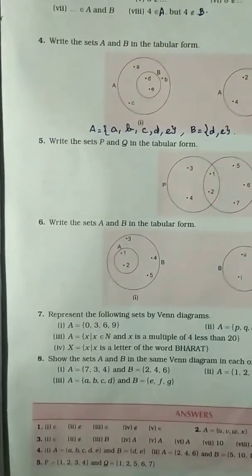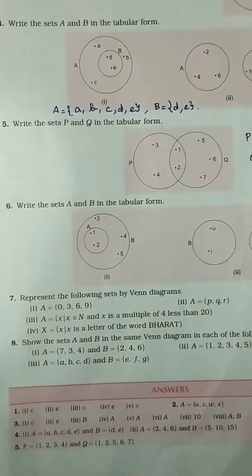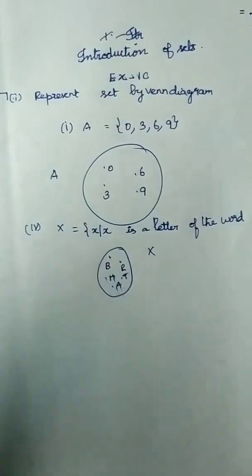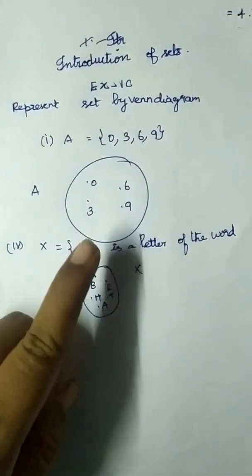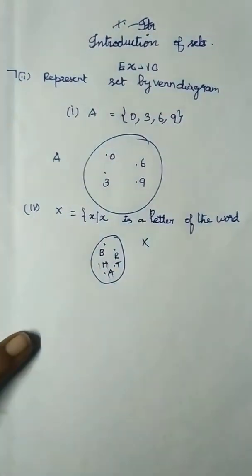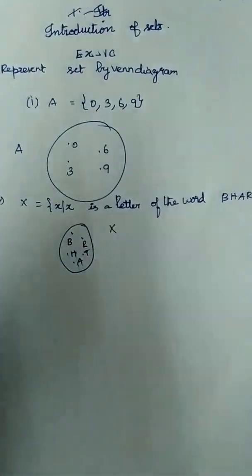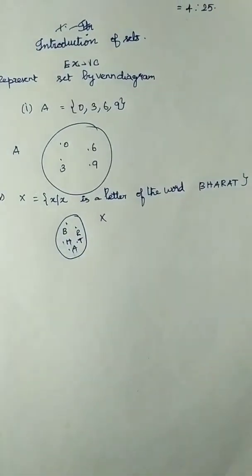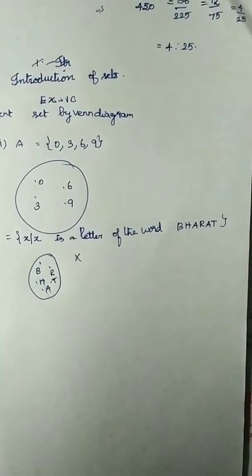So seventh problem, represent the following sets by Venn diagram. So A is equal to 0, 3, 6, 9. First subdivision you are having, and we are going to represent that in a Venn diagram. So for this set A, I have drawn a circle and I have written the elements inside the set: 0, 3, 6, 9. Fourth subdivision they have given X is equal to set of all x such that x is a letter of the word Bharat. So you will draw a circle and name it as X, and the elements of X will be B, H, A, R, T. So A should be written one time.